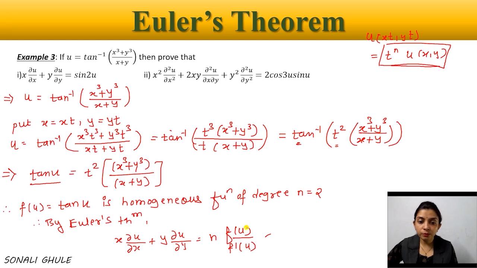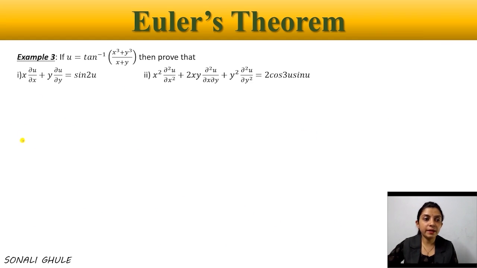What is our f of u? Yes, it is tan u. And what is your n? It is 2. So that will be tan u upon f dash of u. Now f dash of u means whatever is your f of u, you have to differentiate with respect to u. So what is the derivative? f dash of u is equal to, yes, sec square u. Okay? Derivative of tan u is sec square u. So here, what will I get?